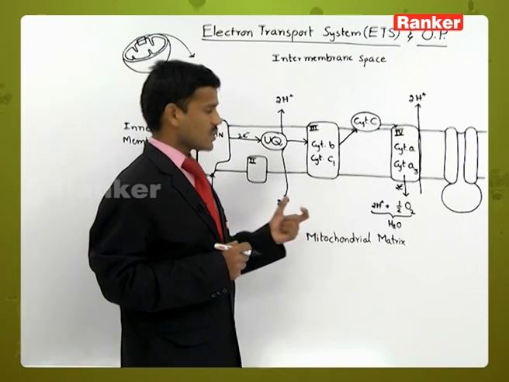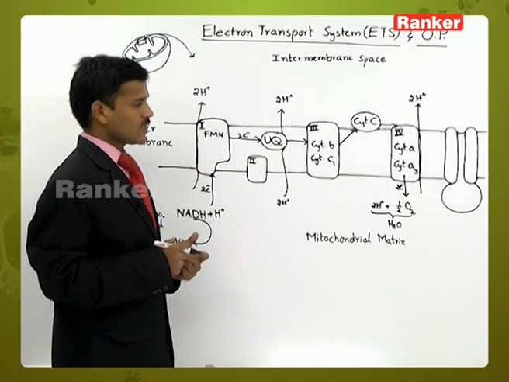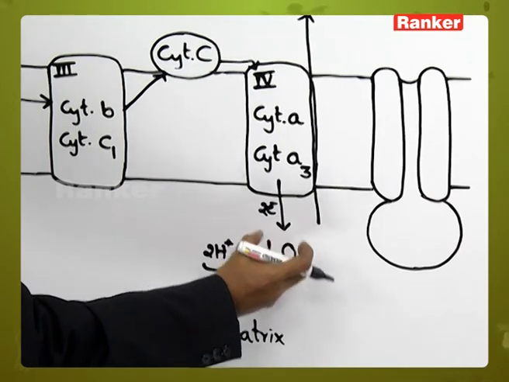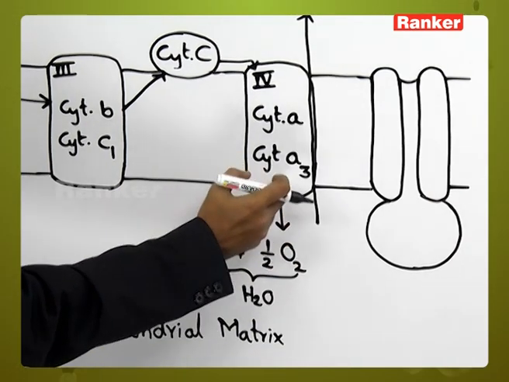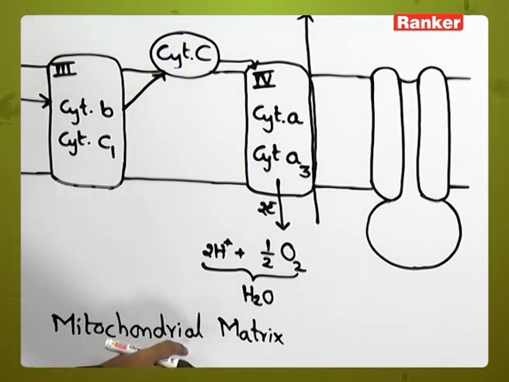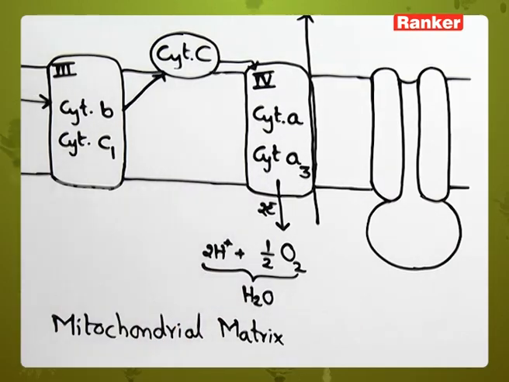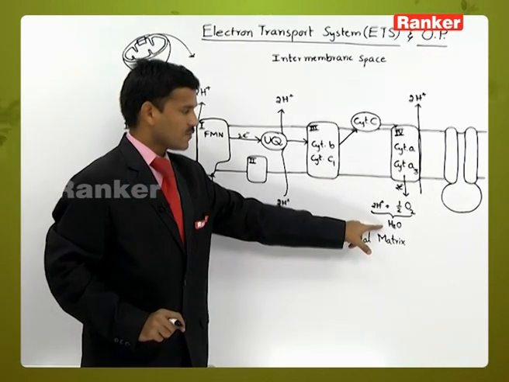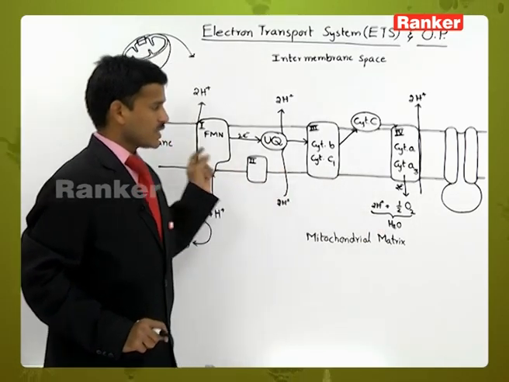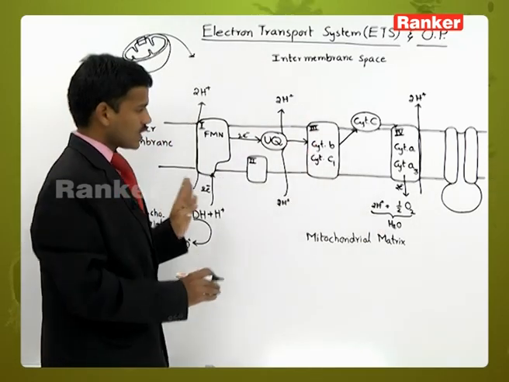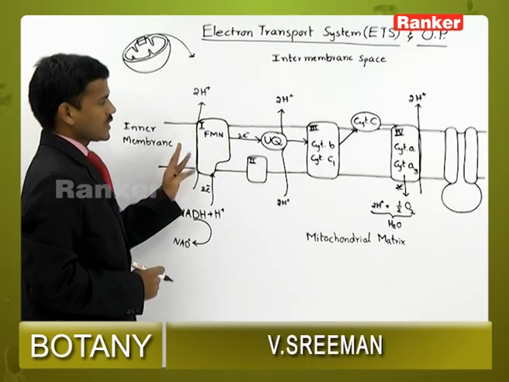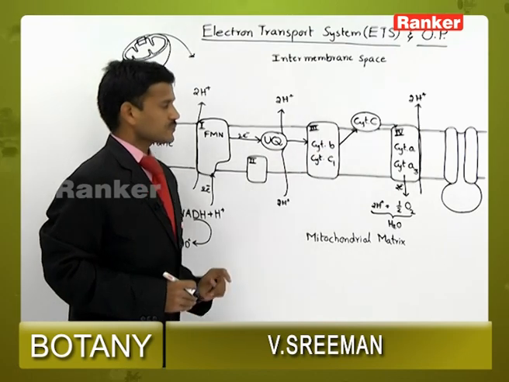So in the presence of oxygen only, aerobic respiration is taking place. Here, oxygen takes electrons from the fourth complex and protons from the mitochondrial matrix. Here water is formed. So when one NADH2 is oxidized, one water molecule is formed. So the electron movement is like this. It is an electron transport system. So in the electron transport system, these complexes are involved.